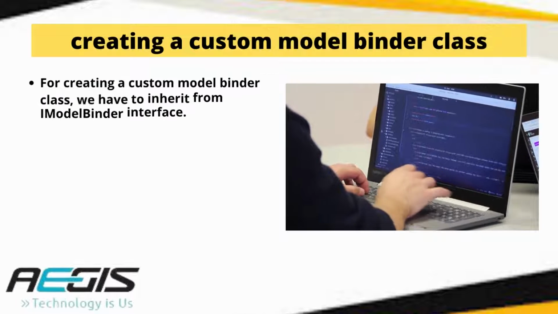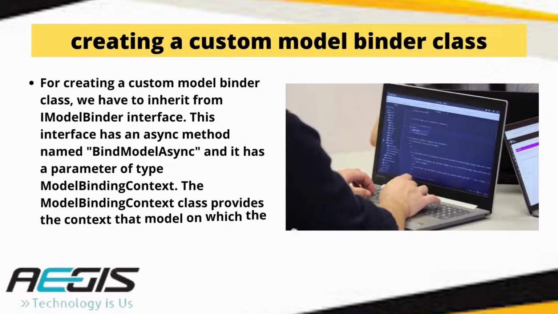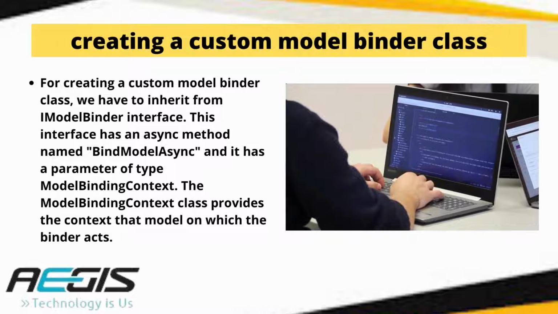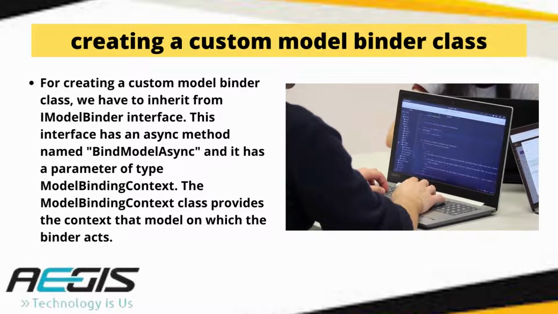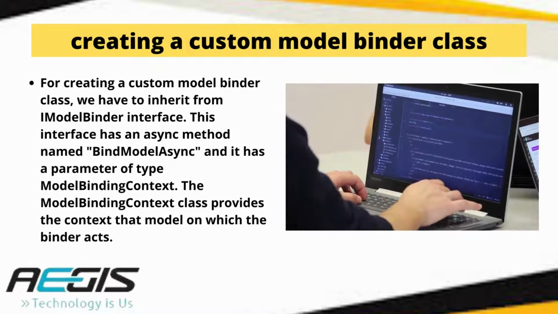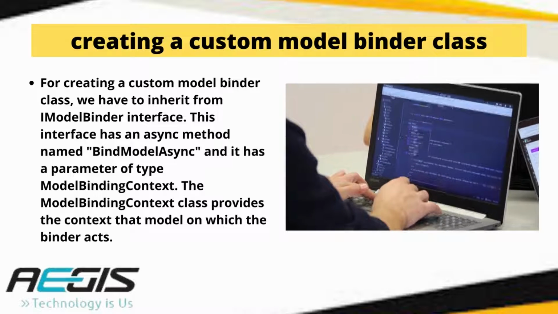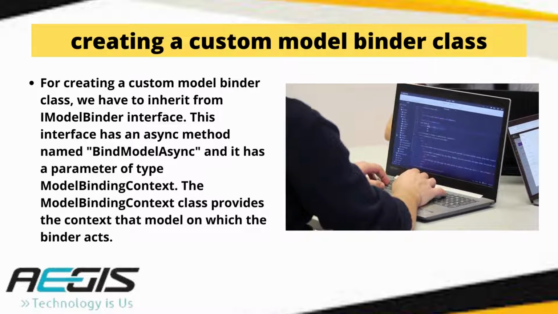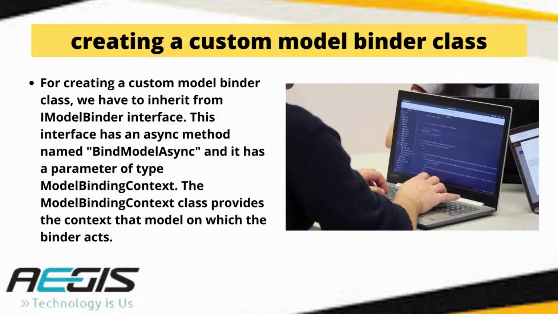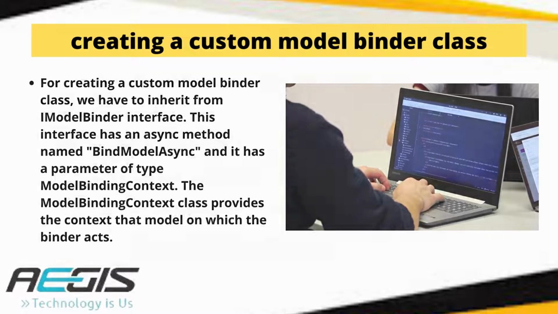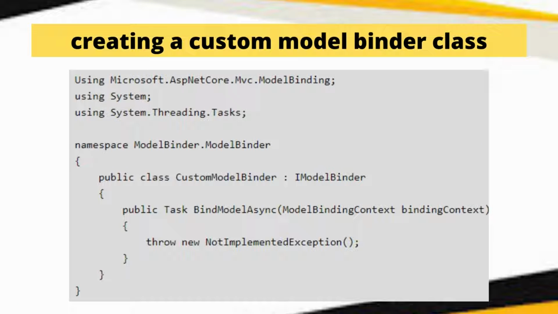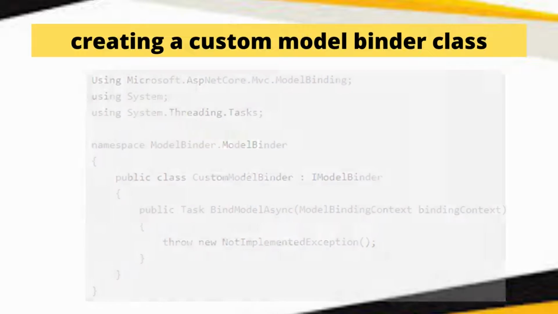Now, let's create a custom model binder class with an example. For creating a custom model binder class, we have to inherit from the IModelBinder interface. This interface has an async method named BindModelAsync, and it has a parameter of type ModelBindingContext. The ModelBindingContext class provides the context on which the model binder acts. You can understand more using the code shown in the image.